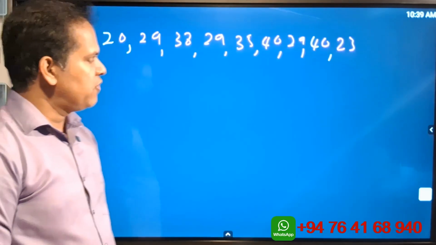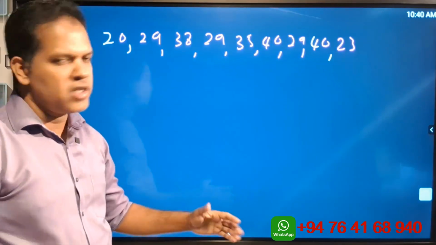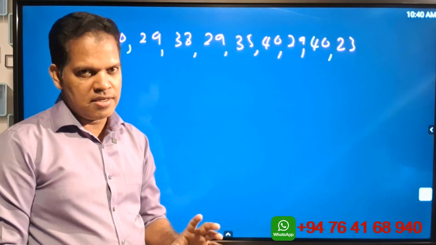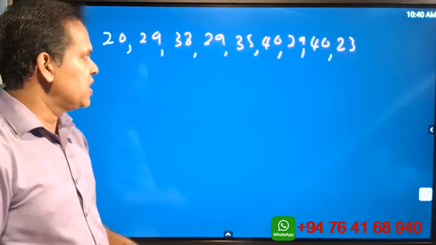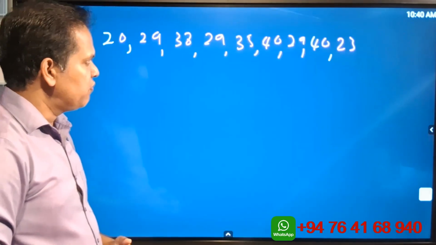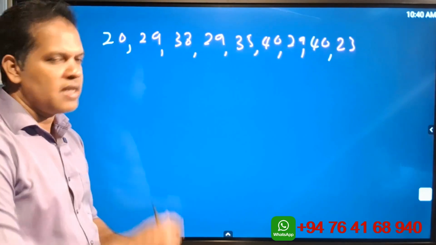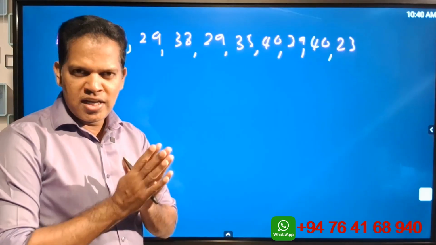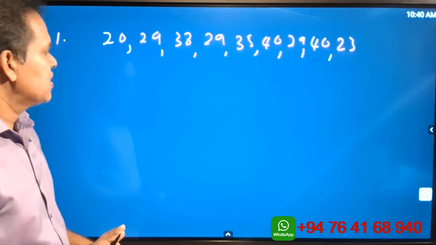If you need to find the median, you know how: arrange in ascending or descending order, then find the mid value, that is the median. If you need to find the mean, we discussed that in the previous video: take the sum of all these values and divide by the number of students. Today, I am going to discuss how to find the mode.